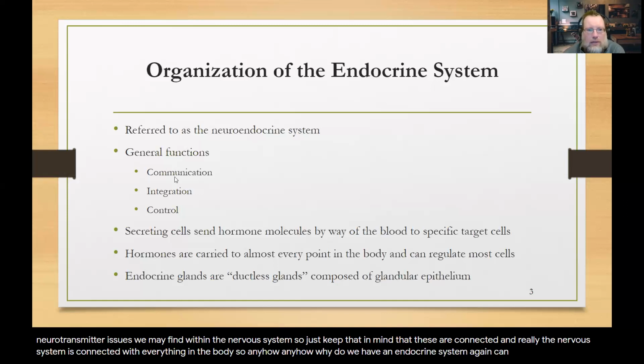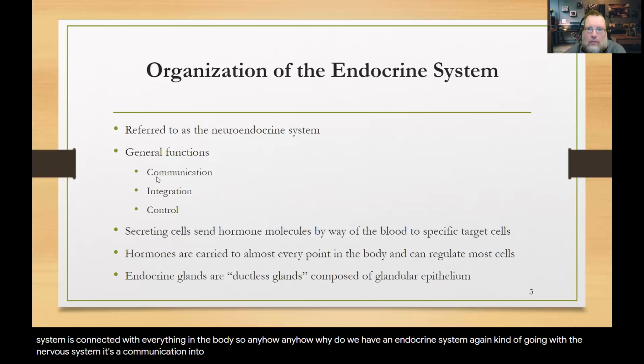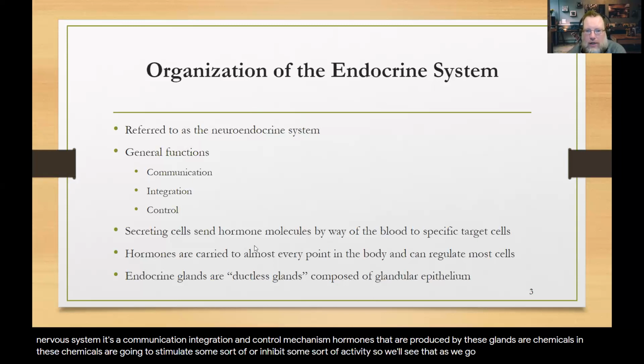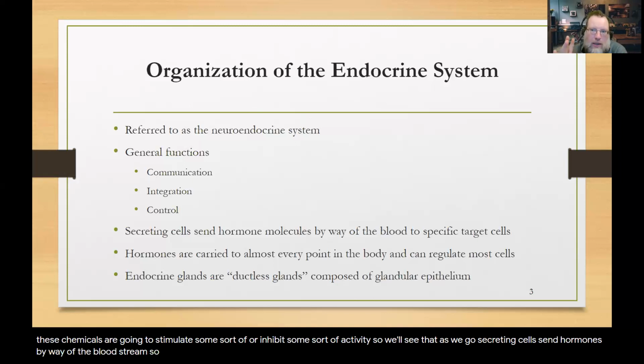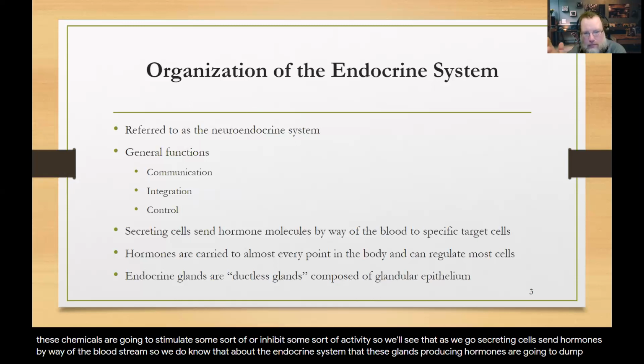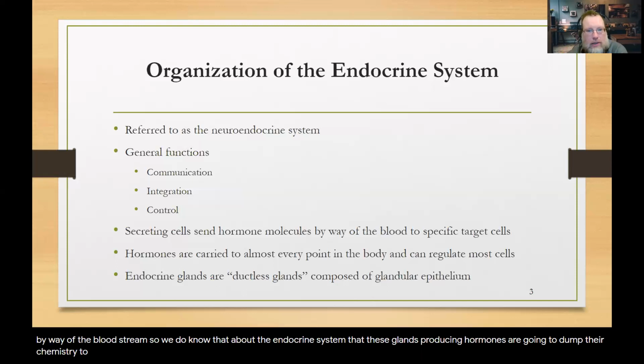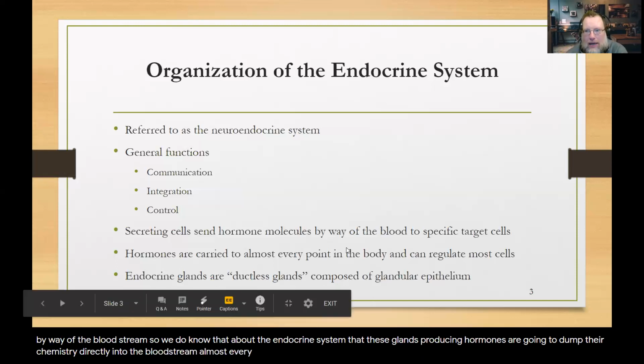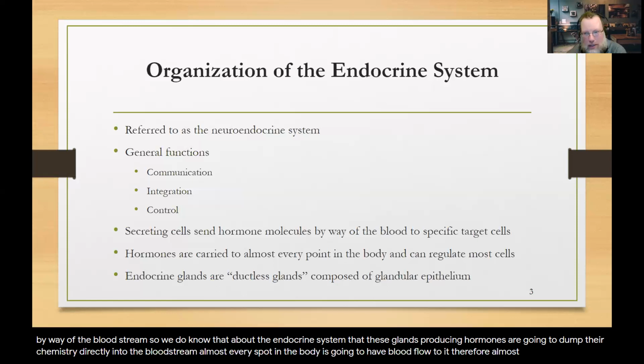Again, kind of going with the nervous system, it's a communication, integration, and control mechanism. Hormones that are produced by these glands are chemicals, and these chemicals are going to stimulate or inhibit some sort of activity. So we'll see that as we go. Secreting cells send hormones by way of the bloodstream. We do know that these glands producing hormones are going to dump their chemistry directly into the bloodstream. Almost every spot in the body is going to have blood flow to it. Therefore, almost every spot in the body could receive specific hormones.